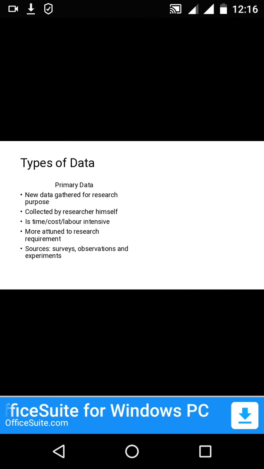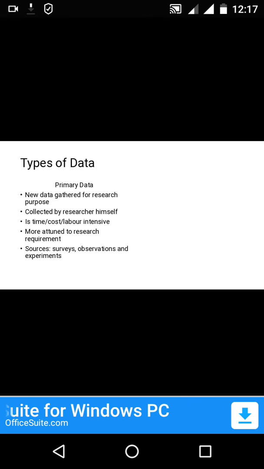We use it because it is more attuned to the research requirement. See, the researcher is himself collecting the data, and he is collecting the data for his own research. So naturally the data that would be collected would be more relevant to the research being undertaken by the researcher.